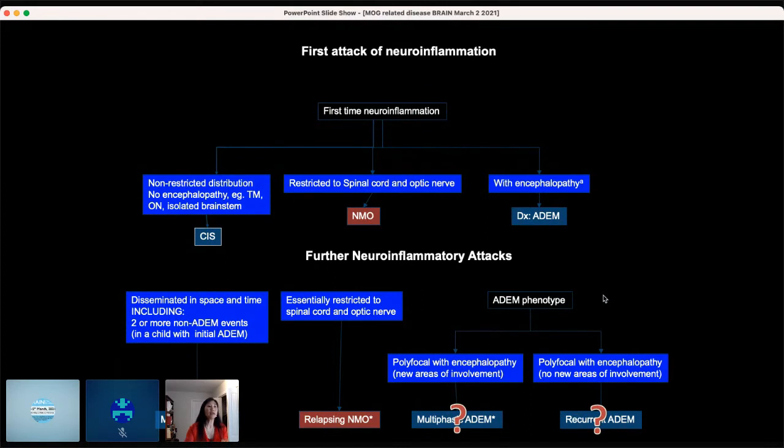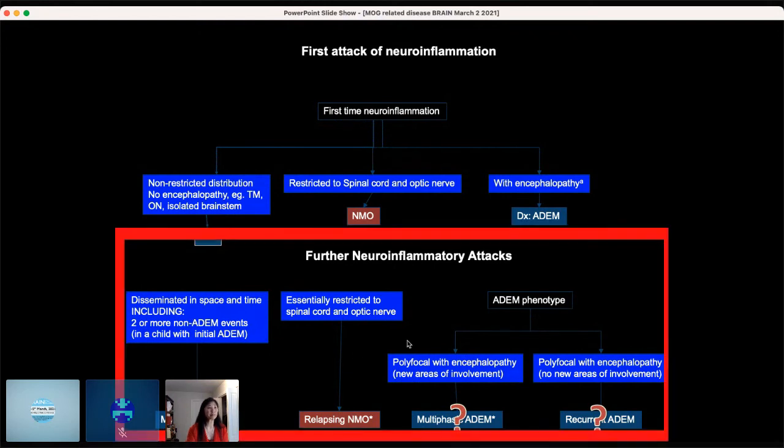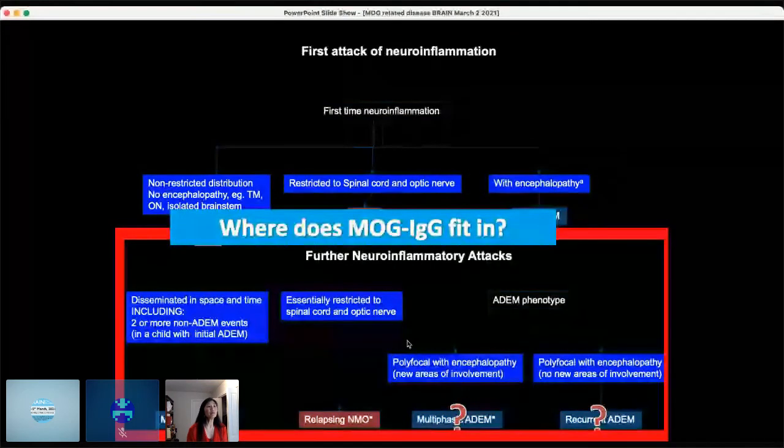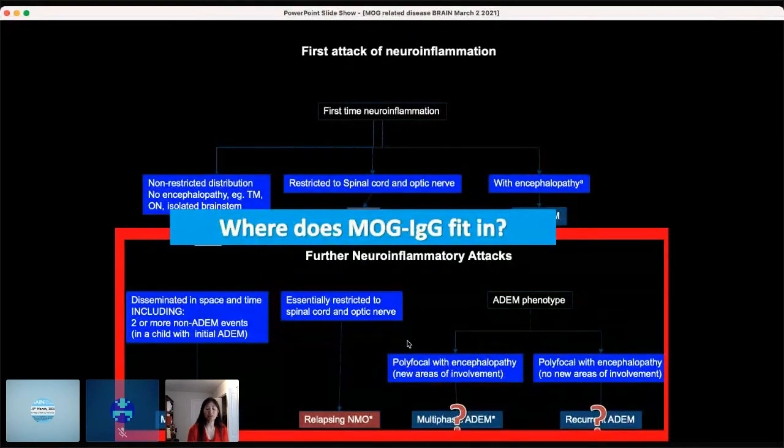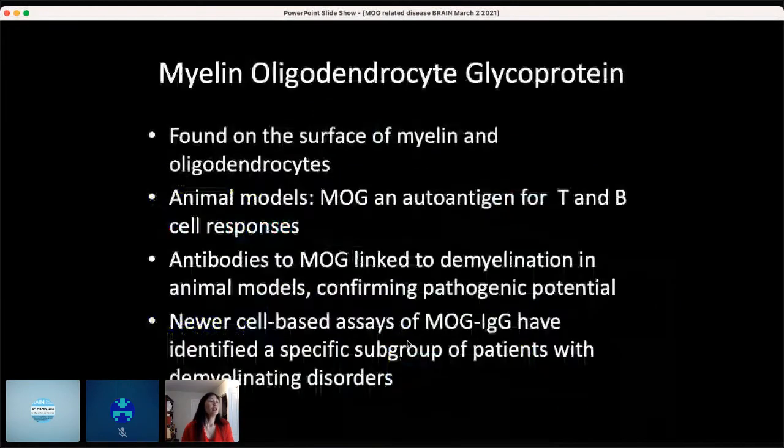And as you all know, there was debate over whether these people who had an initial ADEM phenotype fit in with those who had multiple sclerosis, or if they were a completely different thing. And today what I'm going to talk about is how MOG IgG fits in with this large picture of neuroinflammatory disorders and demyelinating disorders in children and in adults.